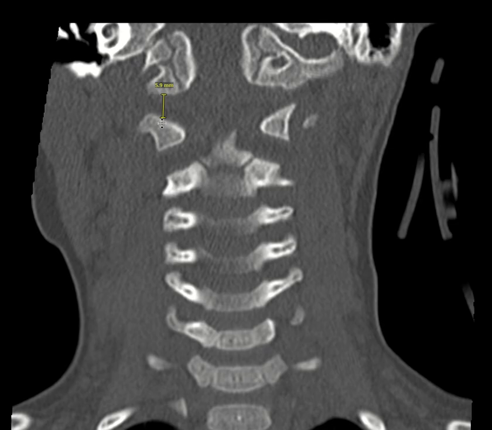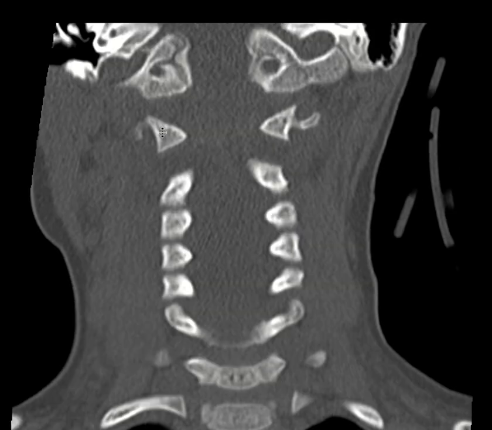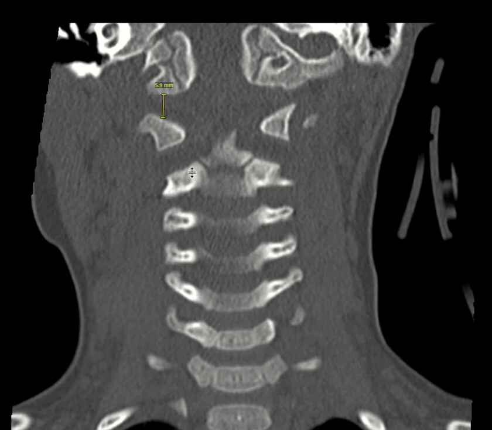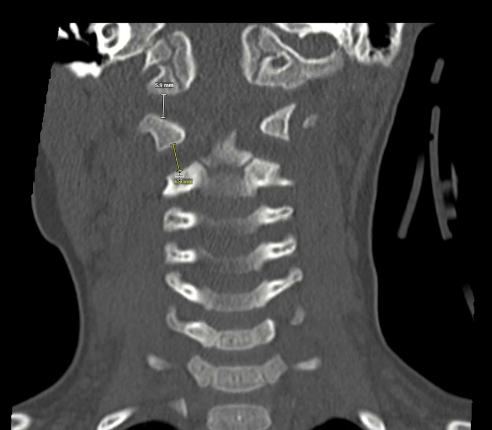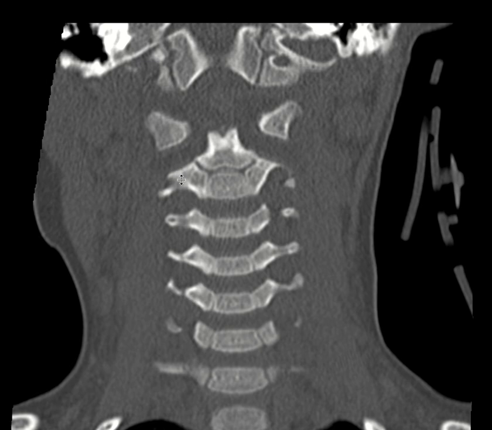So this is the widening of the atlanto-occipital joint and also of the lateral atlanto-axial joints. As you see here, the distance between the C1 and C2 lateral masses is also widened. It's 7 millimeters. These distances shouldn't be more than 2 millimeters at most. So we see that all these joints, which should be very closely aligned in a normal situation, are widened.